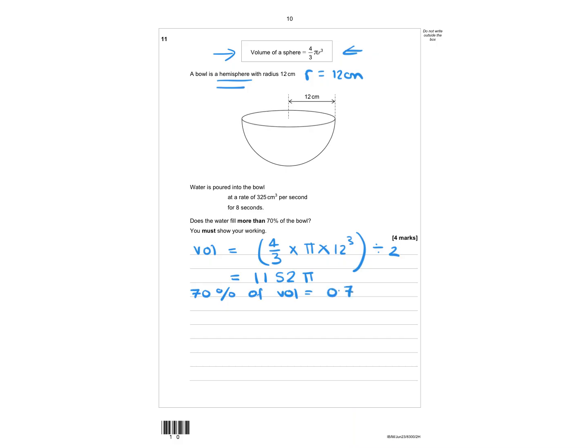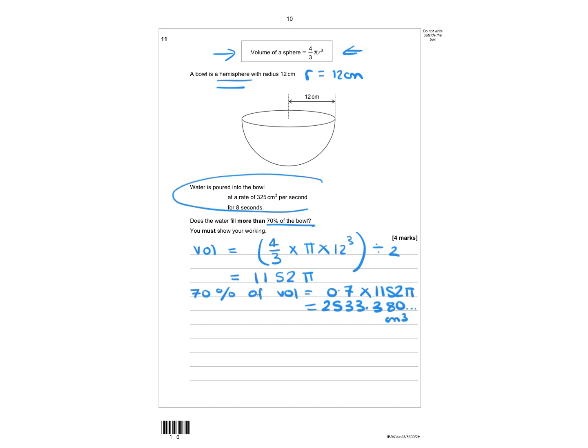So that's going to be 0.7 multiplied by 1152 pi. So if I multiply that by 0.7, and then I'm going to convert that into its decimal form, 2533.380... centimetres cubed. So that's what 70% of the bowl is.